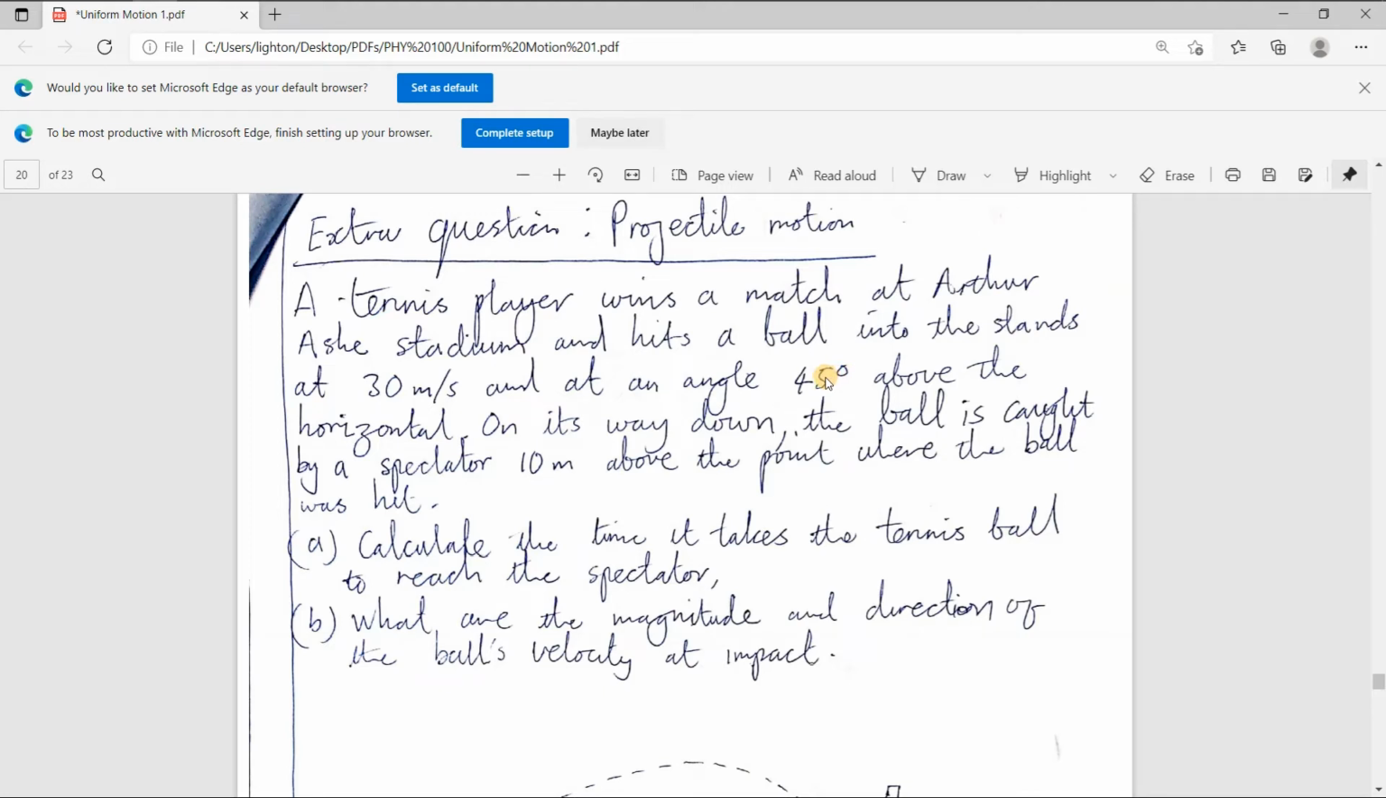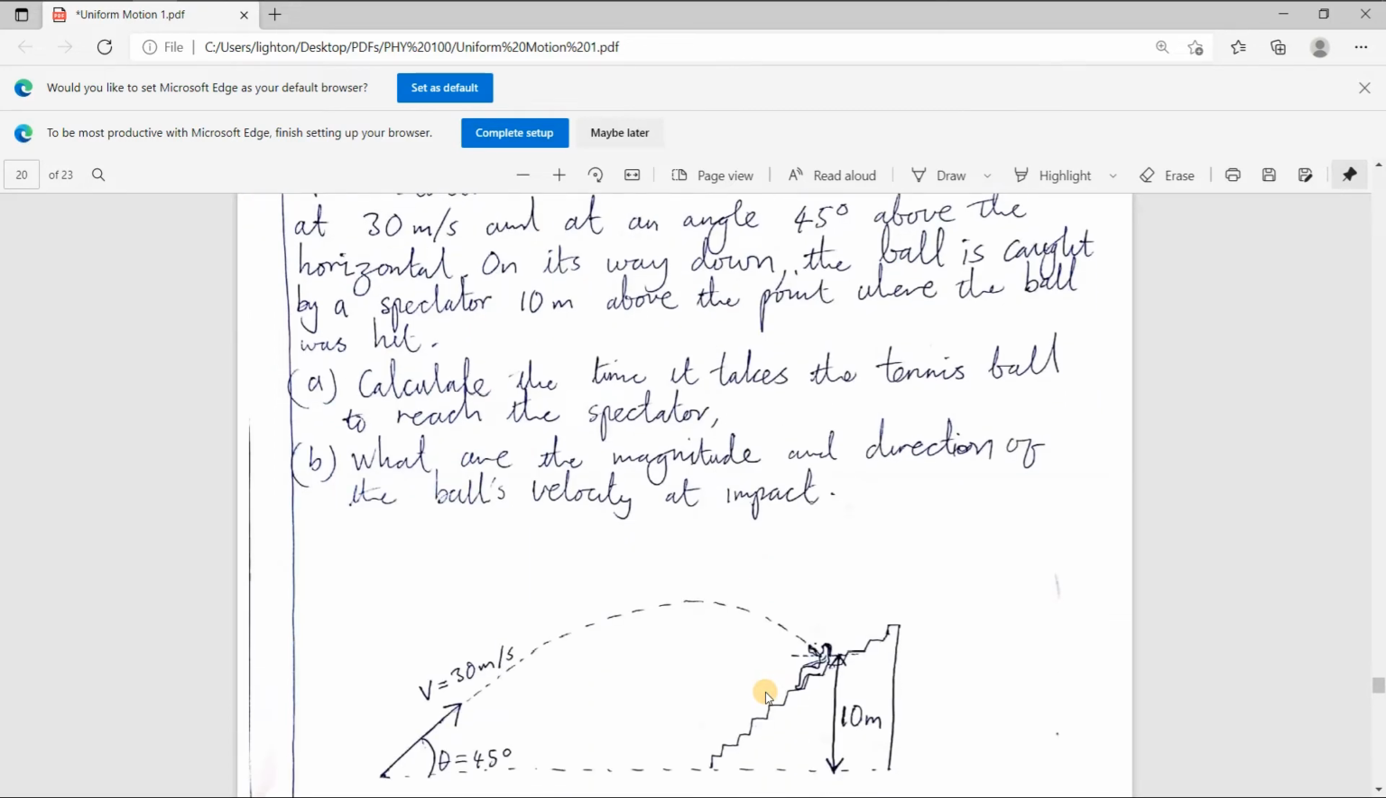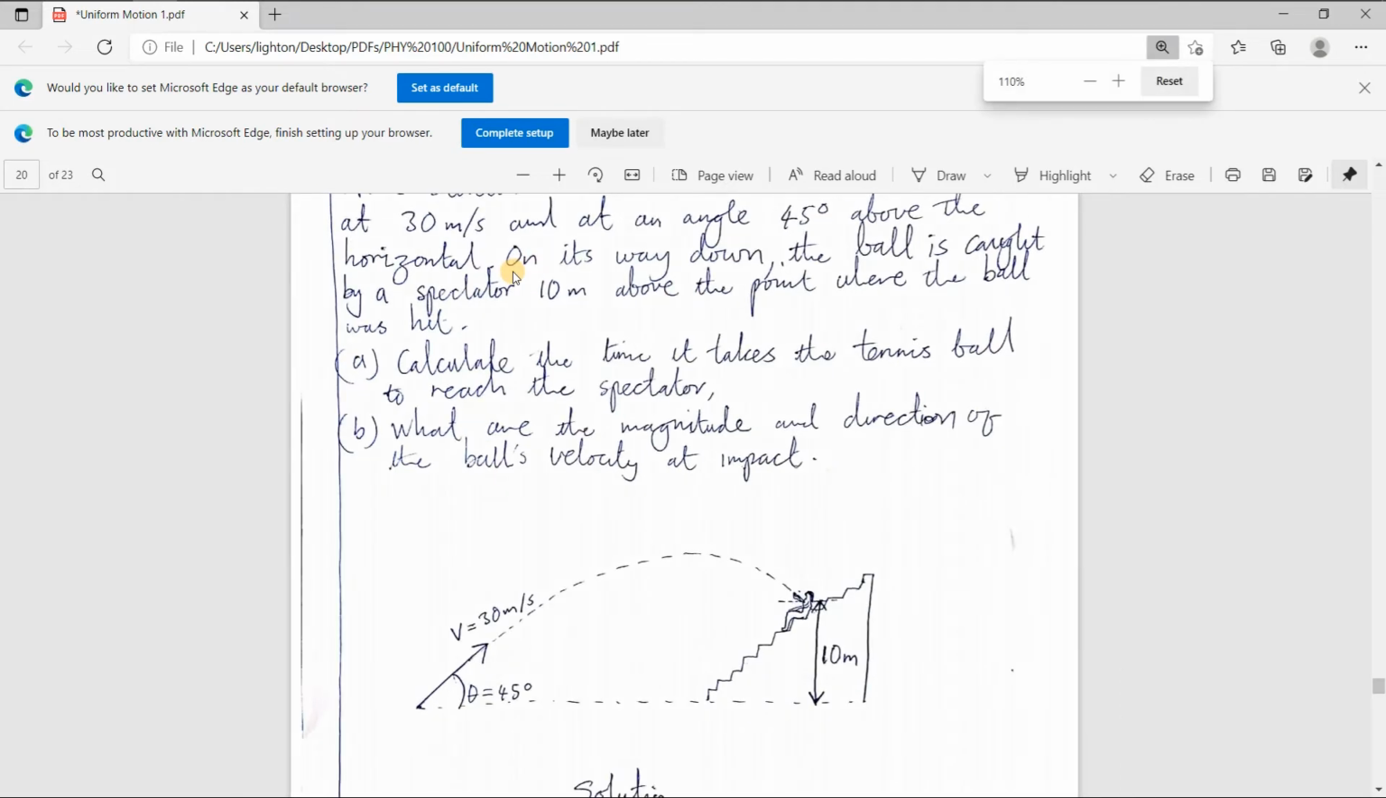So this ball is hit at 30 meters per second at an angle of 45 degrees above the horizontal. That's how it is hit. Now, on its way down, the ball is caught by a spectator. So it was hit at 45 degrees. Now, on its way down, the ball is caught by a spectator.